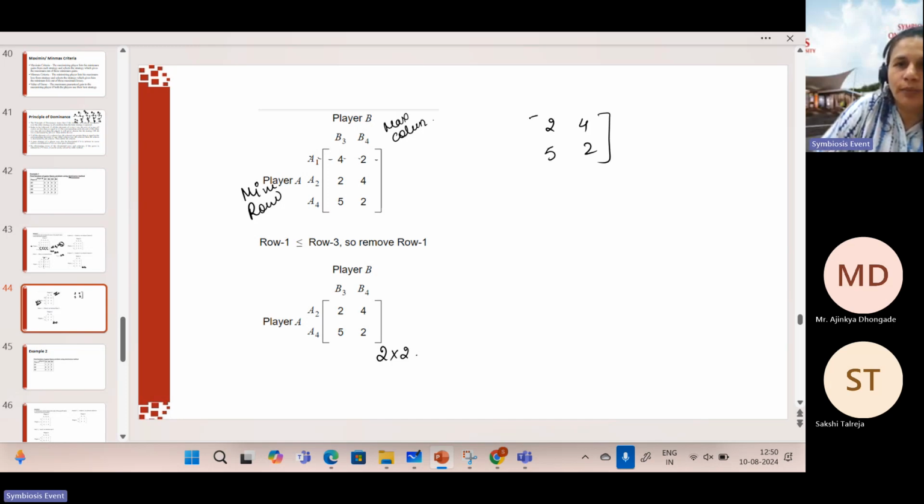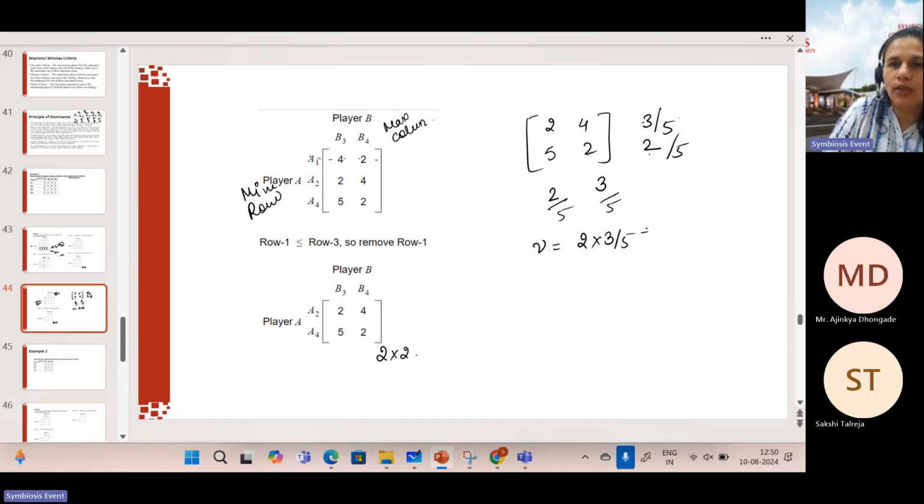5 and 2. So simply I'll subtract the values. 5 minus 2, you got 3. 4 minus 2, you got 2. 4 minus 2 is 2. 5 minus 2 is 3. The sum of them is coming 5, so their probabilities are this much. 3 plus 2 is 5, every time I have divided by it. To get the value of the game, it is going to be 2 times 3 by 5 plus 5 times 2 by 5, divided by the total. So this is how we can simplify.